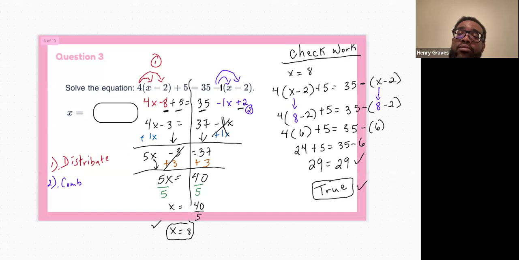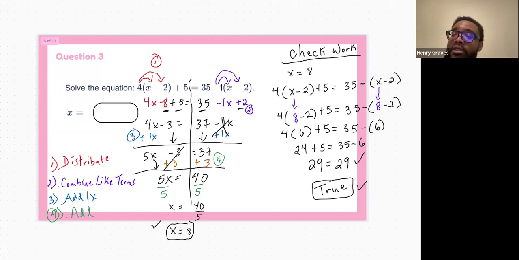Step 3, I added 1x to both sides. Step 4, I added 3 to both sides. And my final step, step 5, I divided both sides by 5. So these are 5 steps, a little bit of work, but as usual, the great thing is we can always check our work. That's the big important thing here, okay? Always check our work.